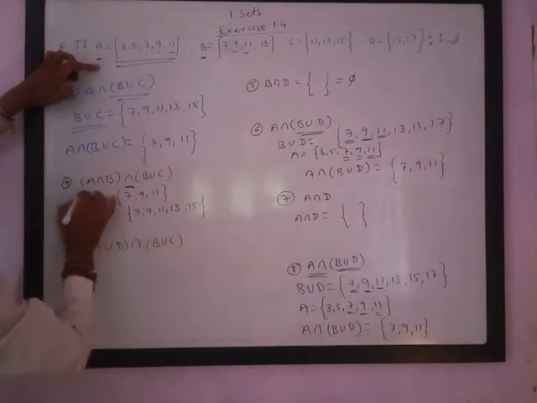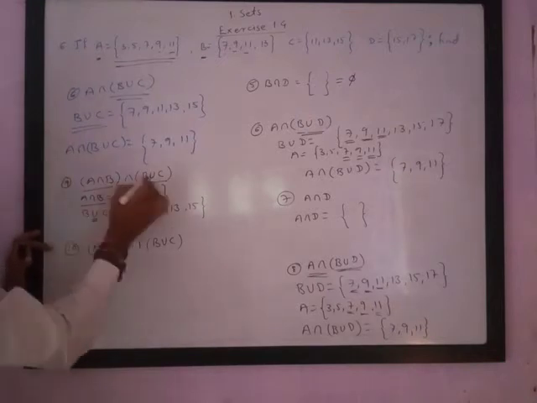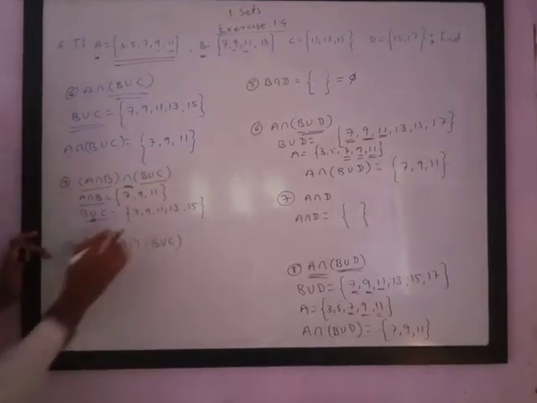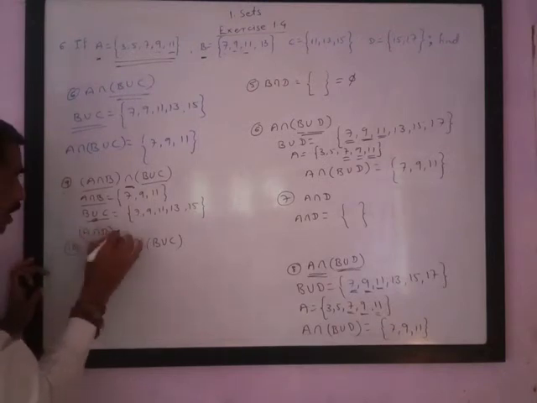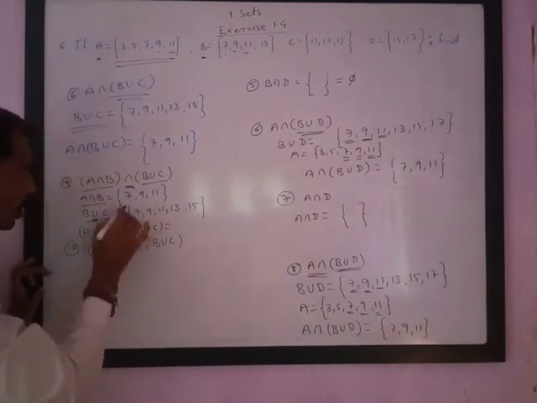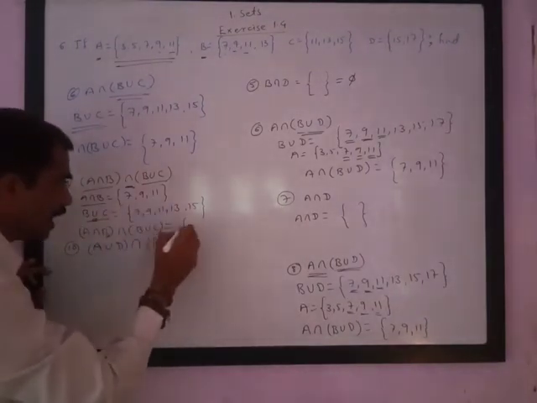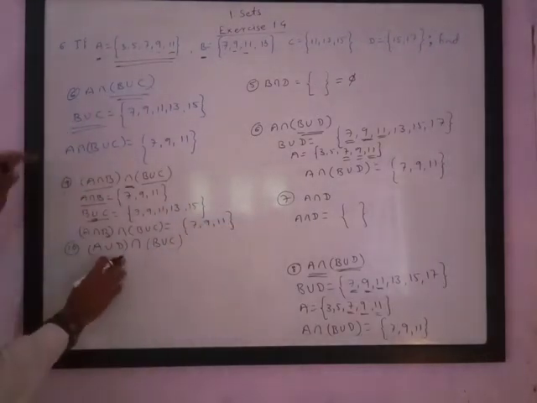Now we are asked to find the intersection of A intersection B and B union C. So the intersection of these two sets, A intersection B intersection B union C, is equal to the elements common to both, which are 7, 9 and 11. Then the last question is A union D.